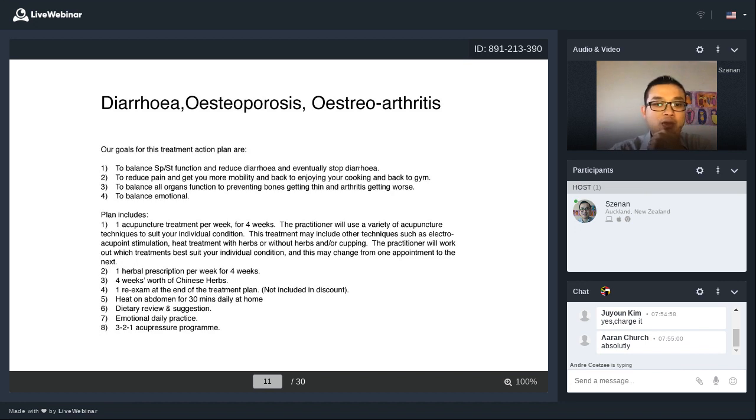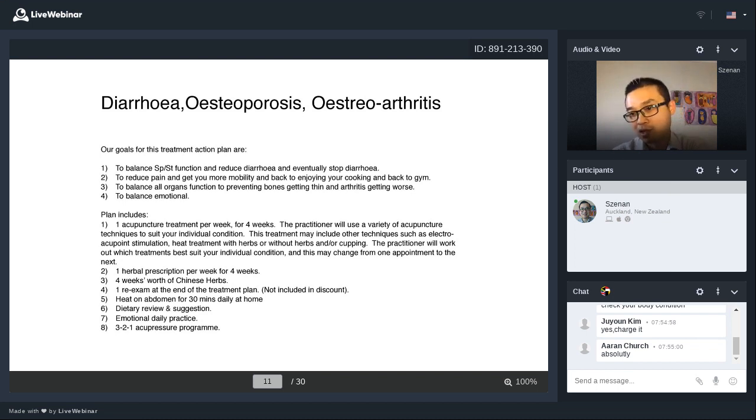Heat on abdomen for 30 minutes daily at home. So this is part of the homework that they need to do. All right. That's good. Now Kim charged it and Aaron charged it absolutely. That's good. Thank you. Then apart from that, we have a dietary review and suggestions, emotional daily practice, 3-2-1 acupressure program. All right.